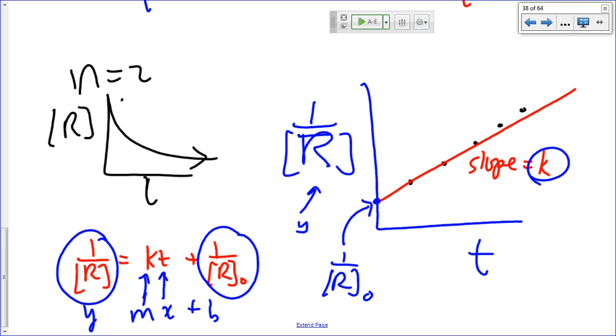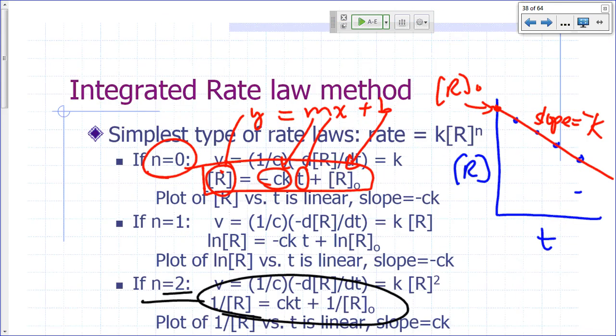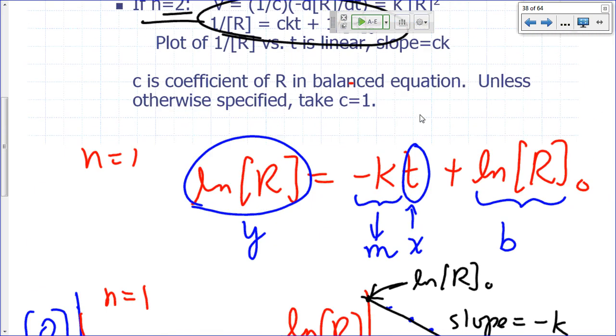So you need to plot the concentration of R versus time. If it turns out to be a straight line, then you know it's zero order. Basically, what this is saying is that dR/dt, the change in R over the change in time, is a constant, so it doesn't matter what your R is. If it doesn't turn out to be a straight line, it's going to look like a curve.